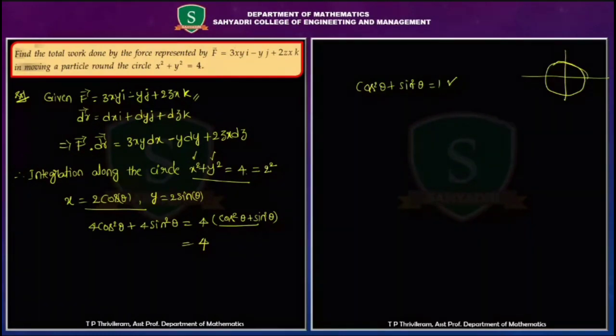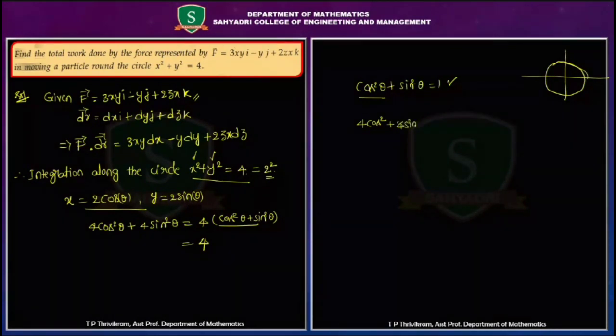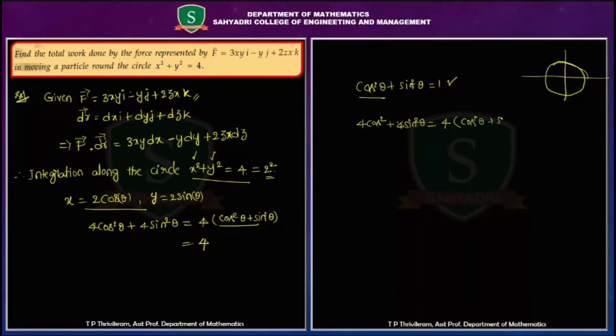So left hand side squares are there, right hand side also squares are there. So I can add this number to this cos theta, so that I get 4 cos square theta. Similarly, I will add 2 to this y and take y as sin theta, so I get again 4 sin square theta. I'll take common cos square theta plus sin square theta is equal to 1. We will use that fact. Finally, we got the answer as 4. Clear?